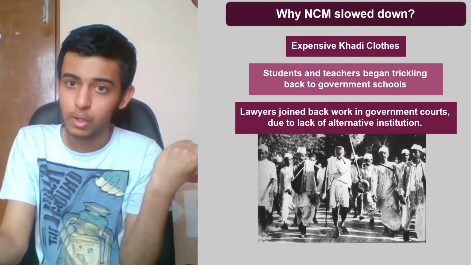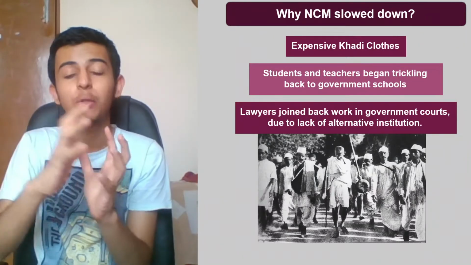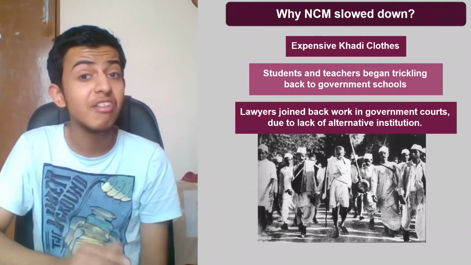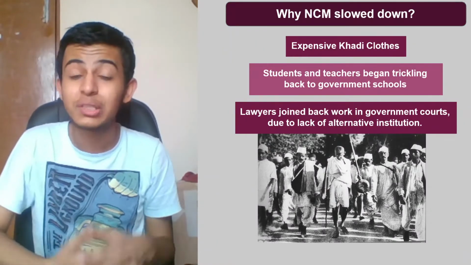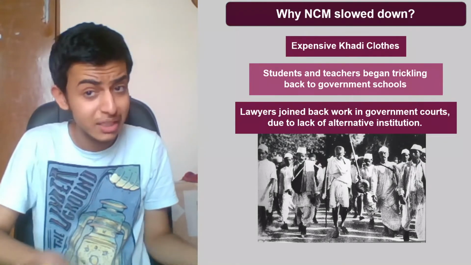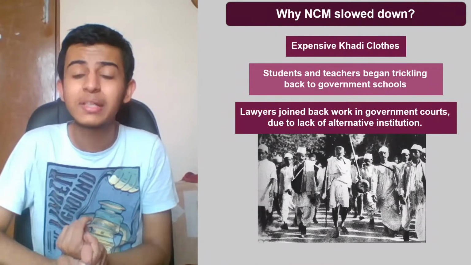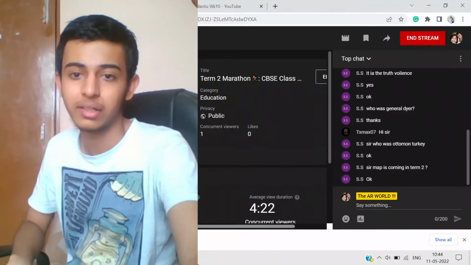British institutions were boycotted. Since they were boycotted, Indian institutions had to rise and replace them. But Indian institutions were not developed. They were very slow to come up. That is why students and teachers had to join back the government colleges. There was no other option. Similarly, lawyers also joined back the courts because there were no Indian courts. That is why this problem was occurring.